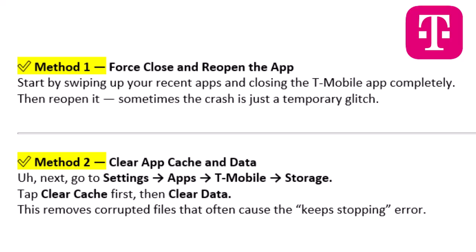Method 2. Clear app cache and data. Next, go to Settings, Apps, T-Mobile, then Storage. Tap Clear Cache first, then Clear Data. This removes corrupted files that often cause the keeps stopping error. Don't skip this. Clearing cache alone fixes most app crashes instantly.